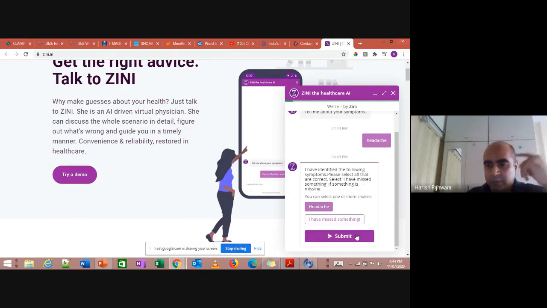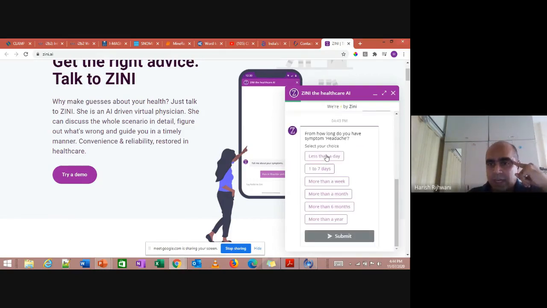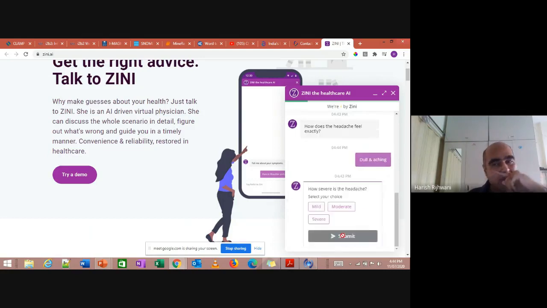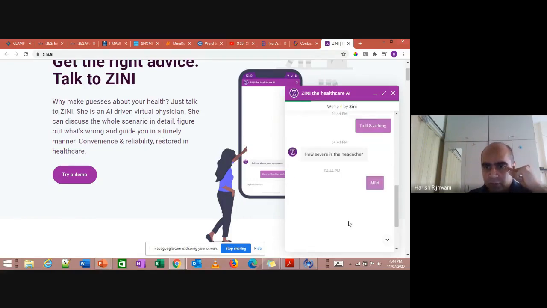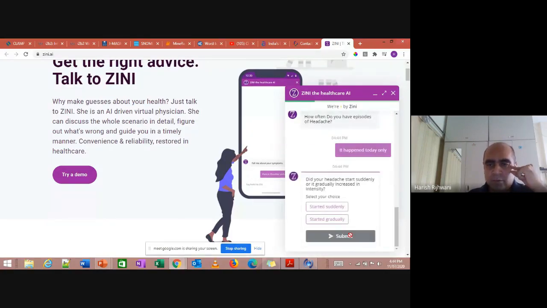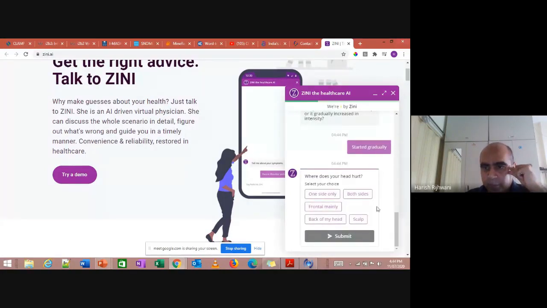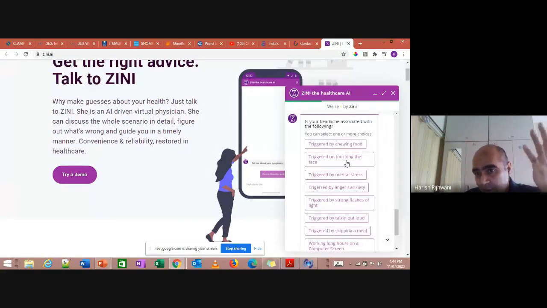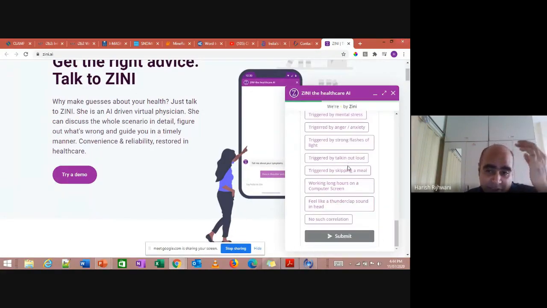I wrote only one word, so it's picked up that I have the headache for 1 to 7 days, dull and aching. Based on my answers, it's throwing me more questions. How severe is the headache? All right, it's mild. Let's say it started gradually. It's asking me a lot of questions, like a physician would ask you.